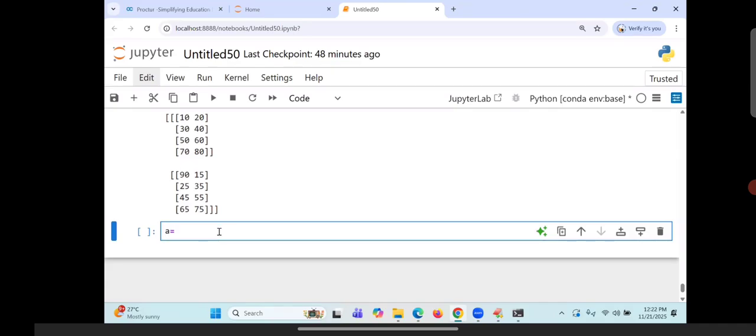Answer this question now. I am writing colon, colon, comma, 1 colon. What is the answer? Not like that. So you will get what? All the rows, first columns. All the rows, first columns. All the matrices, first columns. If an interview is asking this question, you will say it like this.